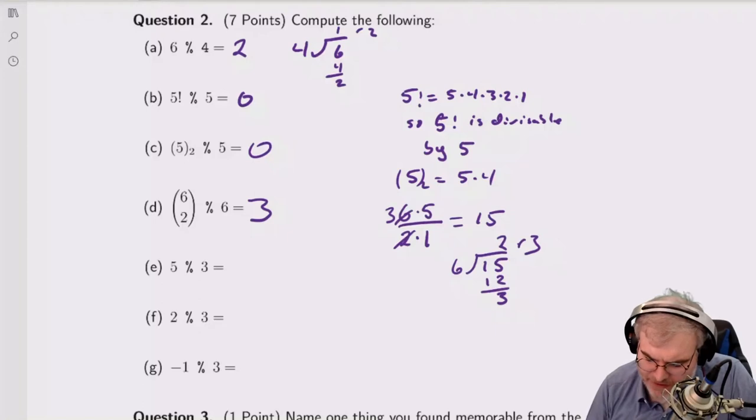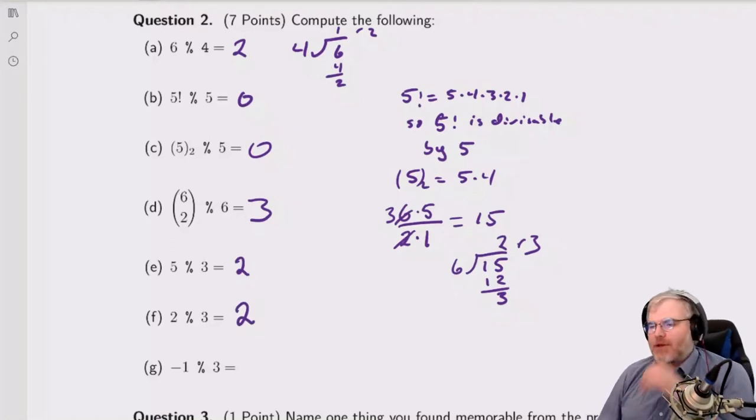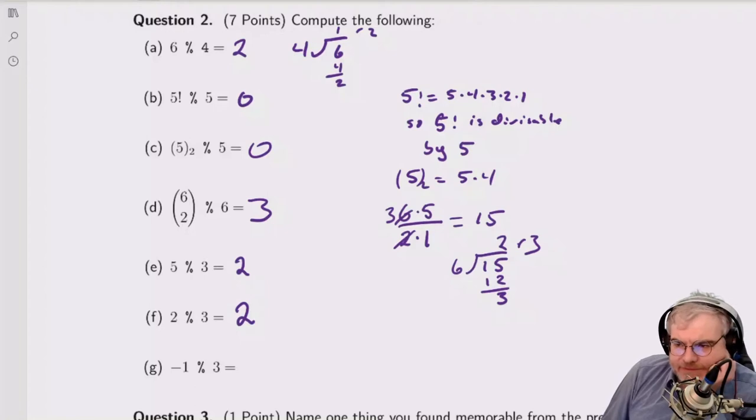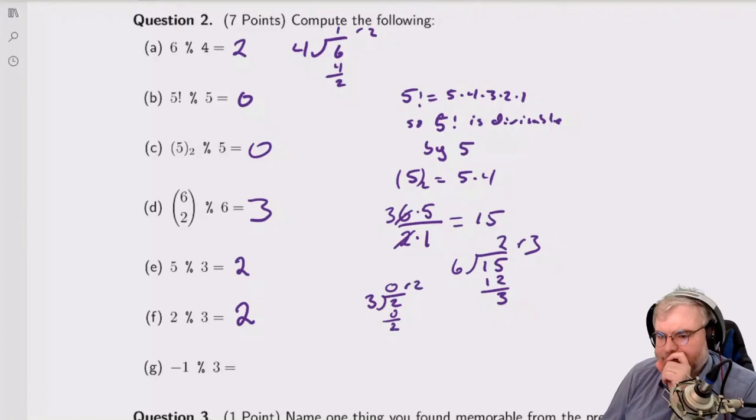Now, 5 mod 3 is 2. 2 mod 3, it's 0, remainder 2. How do we feel about these two, 1 to 5? That whole 2 mod 3 thing, right? I've got 0. If I do 3 and the 2, I get 0, 0, 2. I get remainder 2 back. So this is part F.